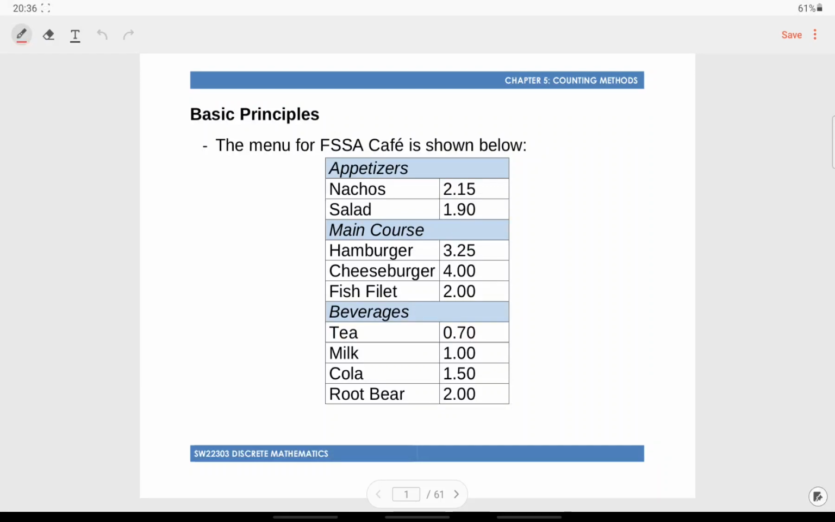Continue to chapter number 5. In this chapter we learn about counting methods. We start with basic principles in counting methods. In this lecture, in this topic, we'll learn about the basic principles regarding addition and multiplication operations.